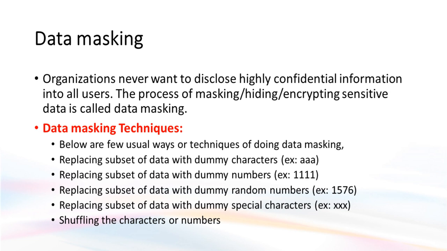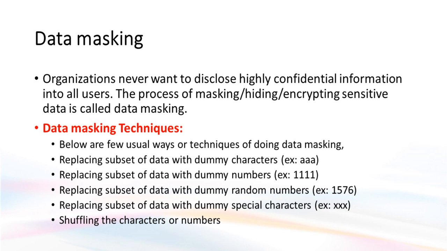For example, if the credit card number is 1234, I'll provide something like 2415. So I will provide a randomly generated number. But the user feels this is the original data, when actually it is not original data, because I have given some random numbers. And then replacing the subset of data with dummy special characters. Sometimes we will provide some special characters instead of original data.